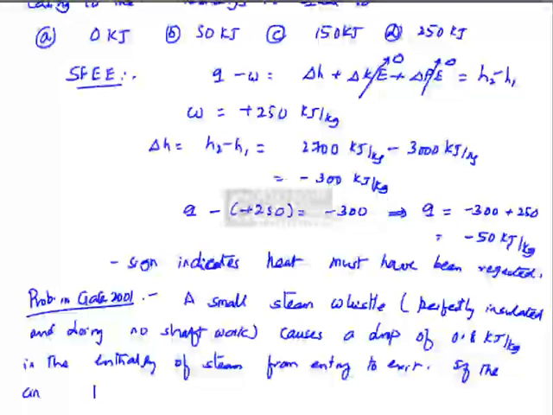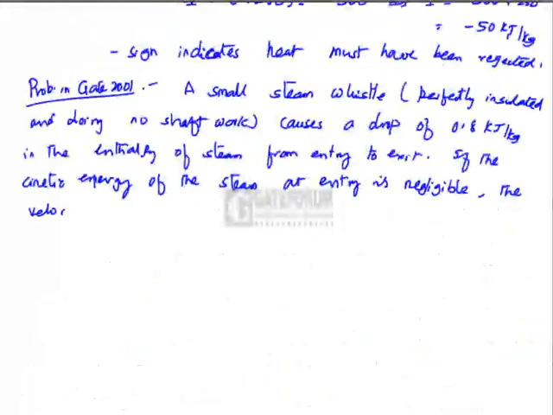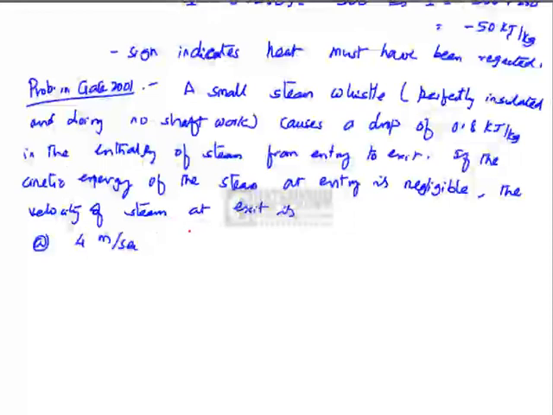If the kinetic energy of the steam at entry is negligible, the velocity of steam at exit is A) 4 meters per second, B) 40 meters per second, C) 80 meters per second, D) 120 meters per second.